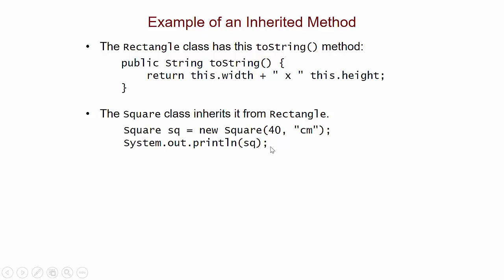And so in this case, when we print sq, because it has inherited this toString method, we are going to see the dimensions of the square object. And they're both the same in this case. They're both 40, which is what we passed in when we created the object.